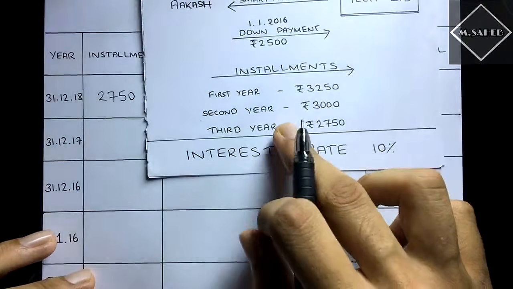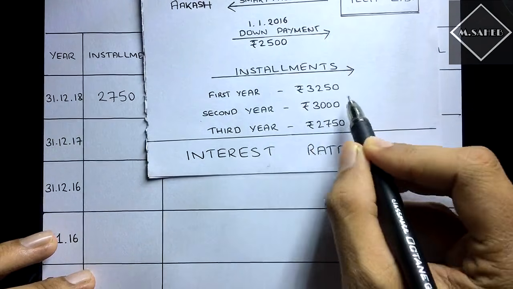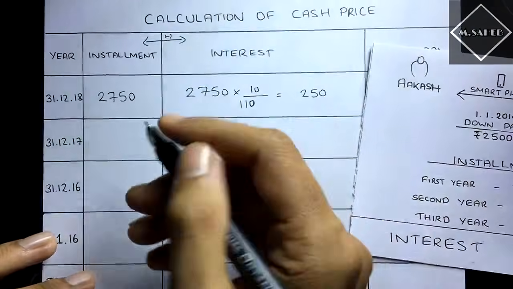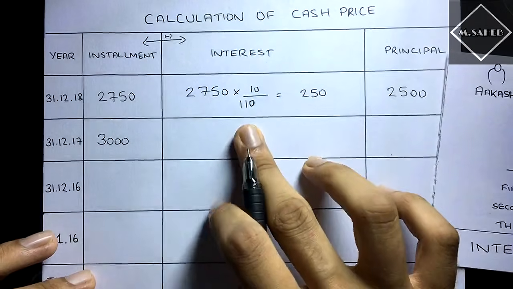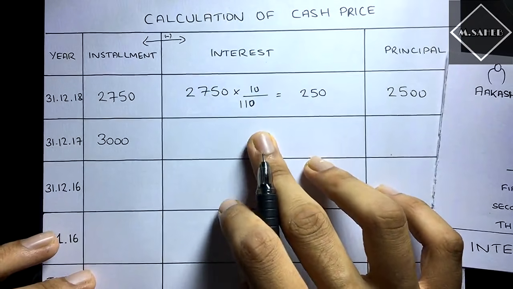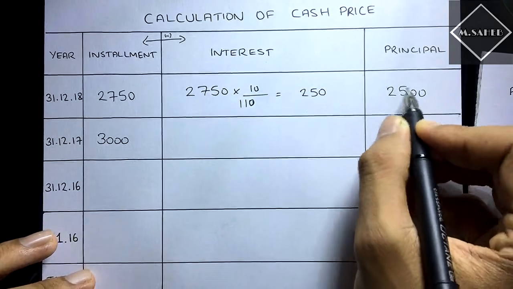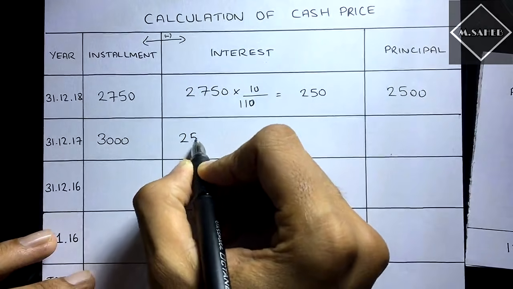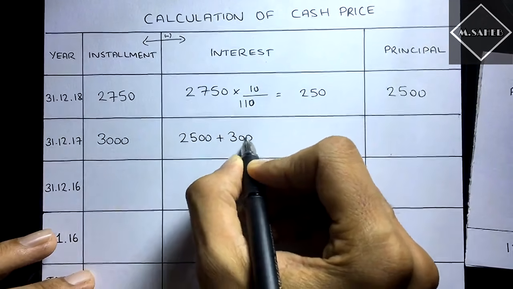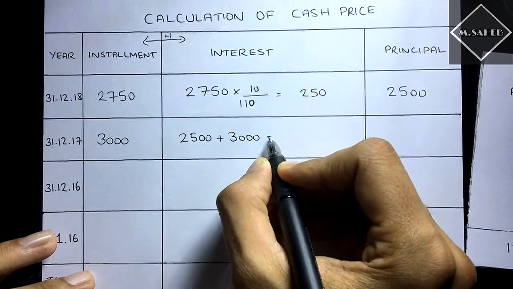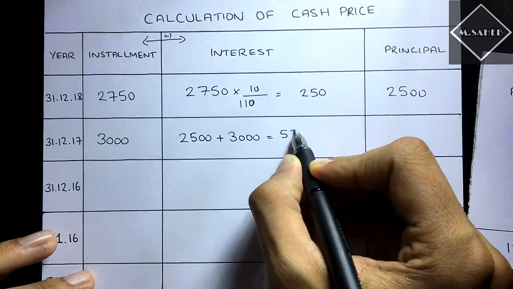See, second year installment, we are going in reverse. First we took third year and then second year. Second year is 3000, so we have to take the 3000. Now we have to calculate the interest. First we take this amount, this 2500, plus this 3000, and the answer you get is 5500.